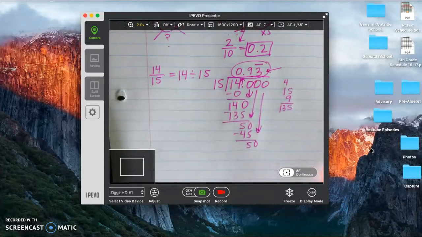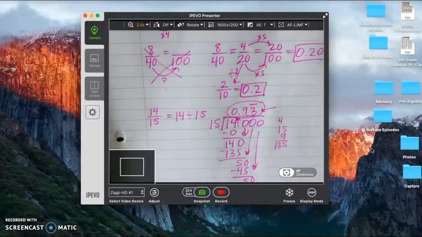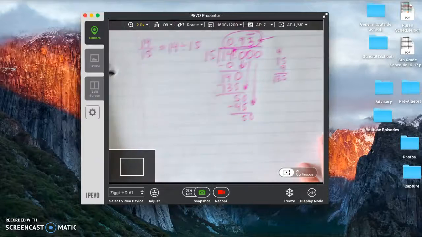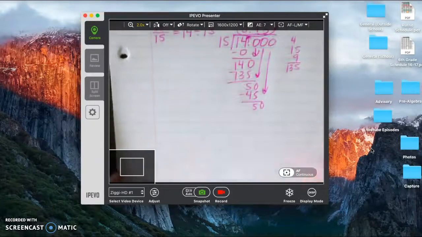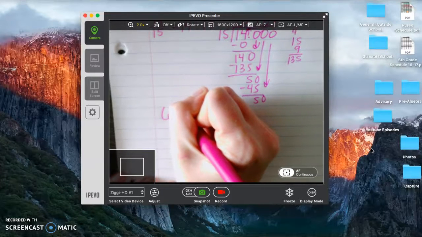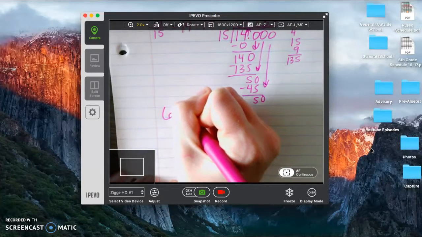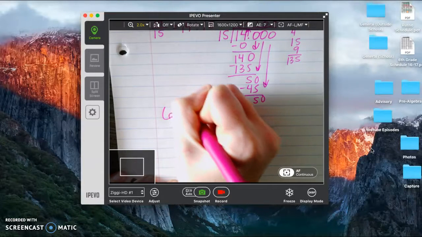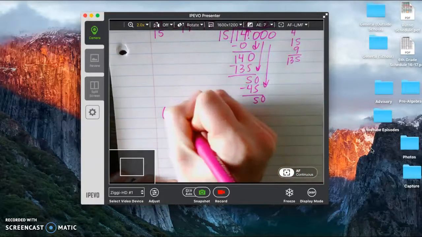Now I would use the same strategy. Here I'm using just fractions, but if I had a mixed number, so for example, if I had 6 and 15 over 50.